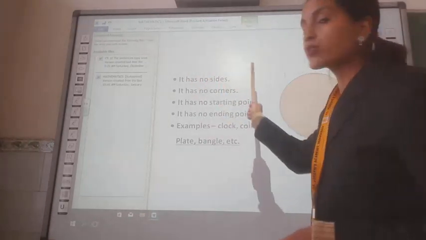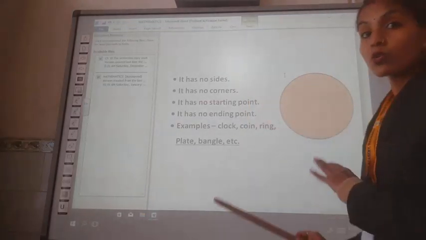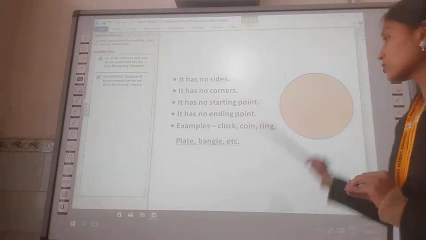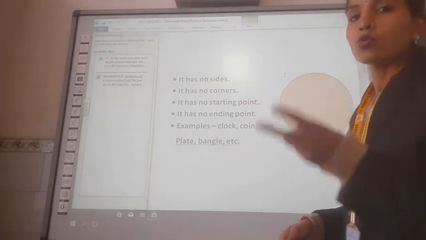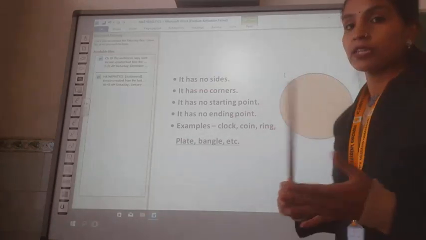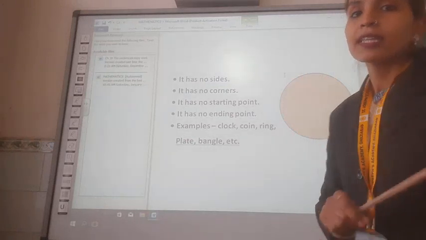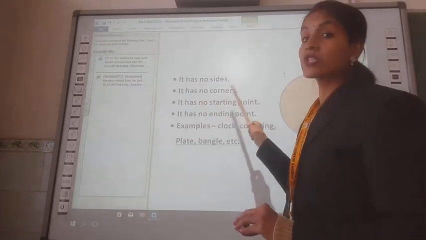It has no sides. See students, in this circle, it is not having any side. We cannot say that a circle has 1 side, 2 sides, 3 sides, 4 sides. No sides. When there is no side, there is no corner. No corners also.